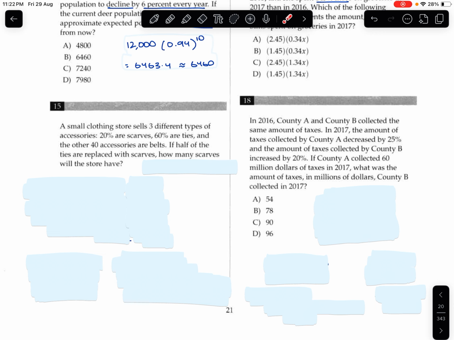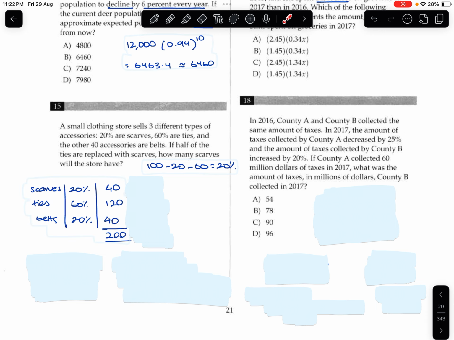So let's see what we know here. We know that 20% and 60% are scarves and ties, so the remaining would be 20%, and we know that those are belts, the third type. So let's make a little table. Scarves are 20%, ties are 60%, and belts are 20%. We've been told that belts are 40 in number, so we can write 40 over here. And since we know that belts and scarves are the equal percentages, we will have 40 scarves. And then we could do cross ratio and get the amount of ties we have, or we could simply multiply by 3 and do 40 times 3 and get 120 as our ties.